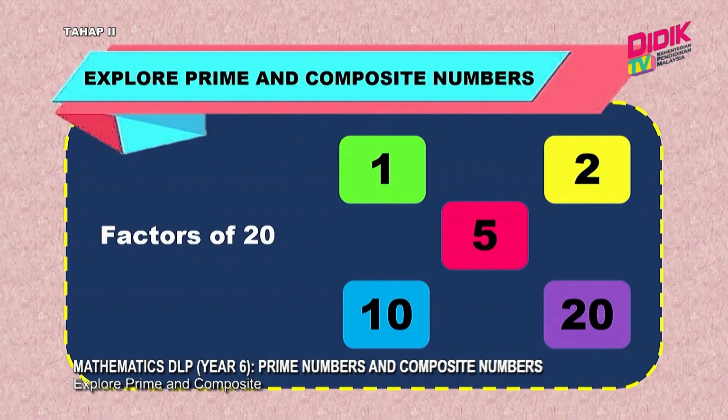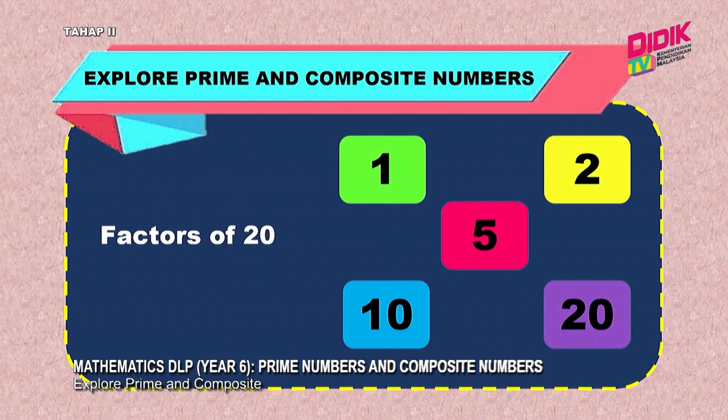Now, another example: factors of 20. So we have 1 times 20. We also have 5 times 4. Actually, 4 is missing there. Okay, 5 times 4, and 10 times 2. So these are the factors of 20.